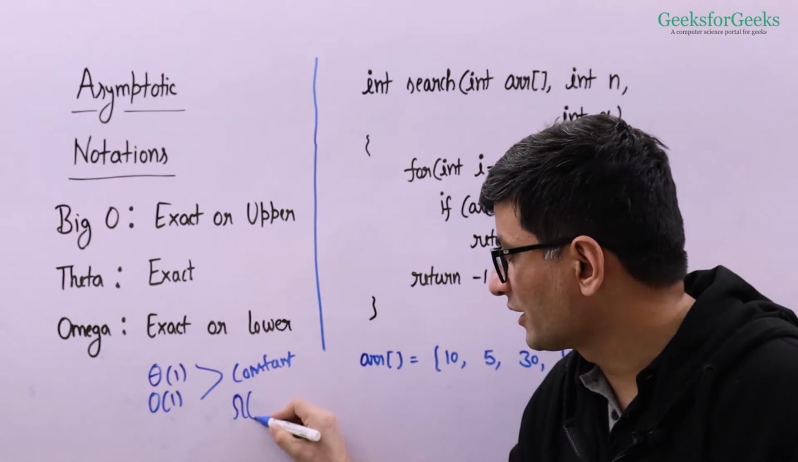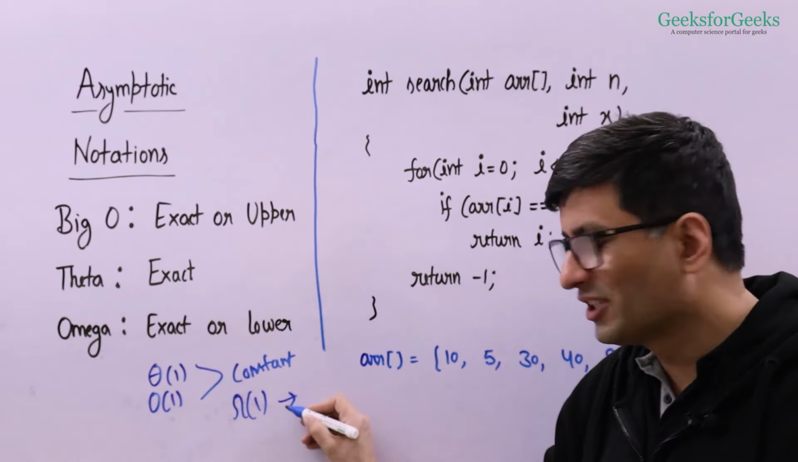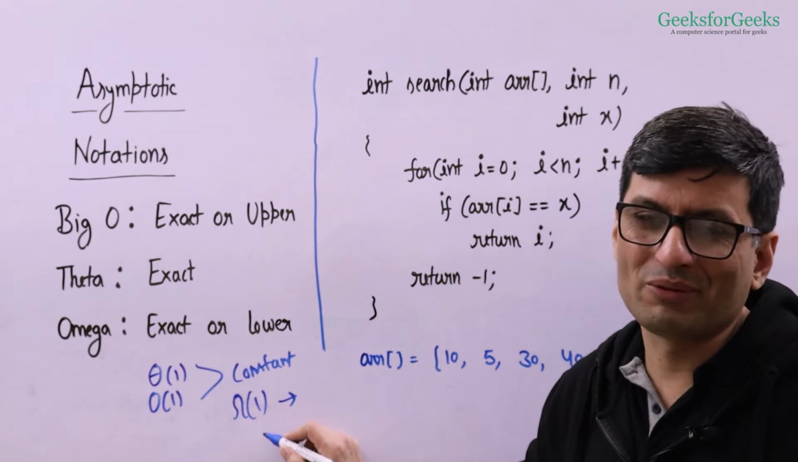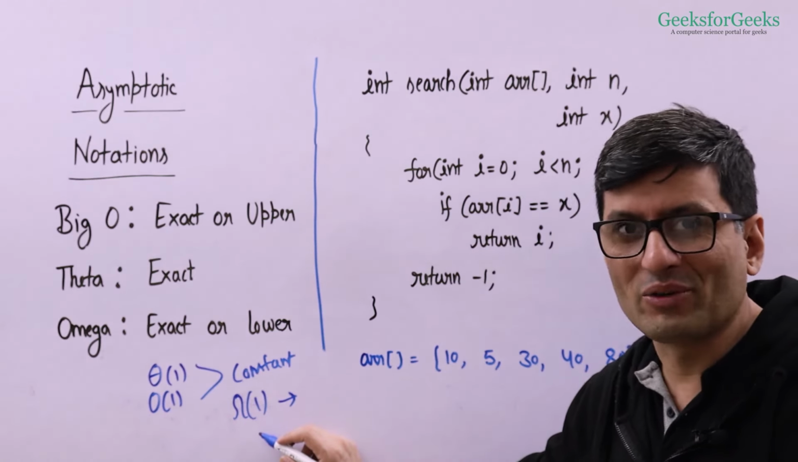See, omega 1, since it's exact or lower, what it means is it's either constant or any value higher than constant. So big omega 1 or omega 1 represents a constant value or any value higher than constant.